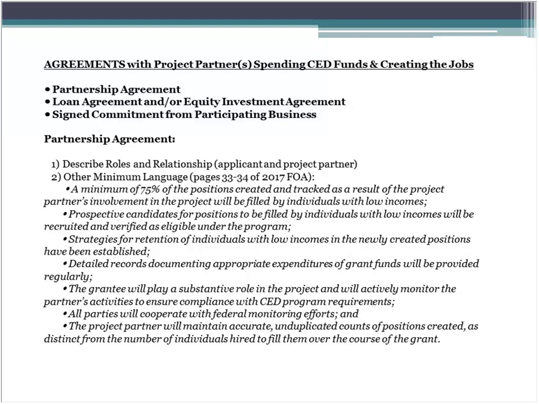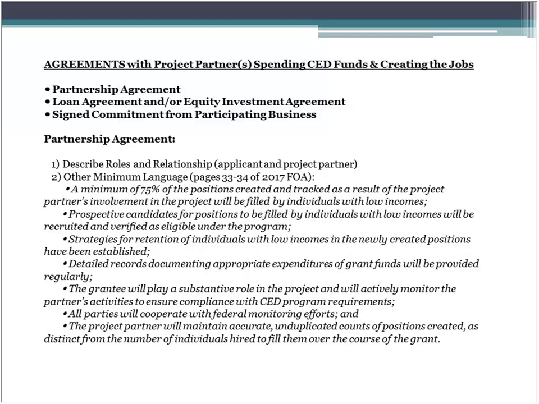Other times when the applicant is using the funds as a loan or equity to its subsidiary to help develop property it owns to help attract the business tenant creating the jobs, the applicant would have one partnership or loan or equity investment agreement with its subsidiary, and then it would have a separate signed commitment from the business that's actually creating the jobs directly. And that could be part of the lease agreement with the tenant, especially because you would have control over that if you're the one developing the property.